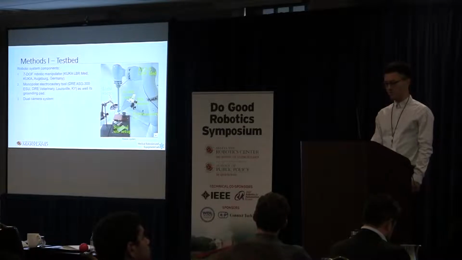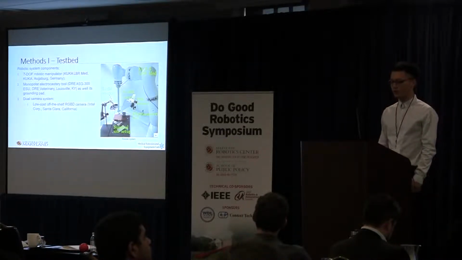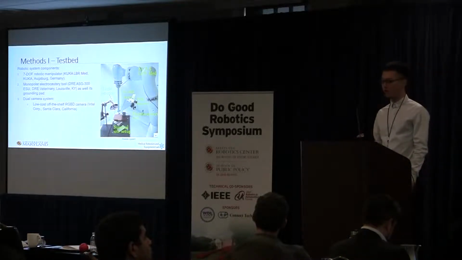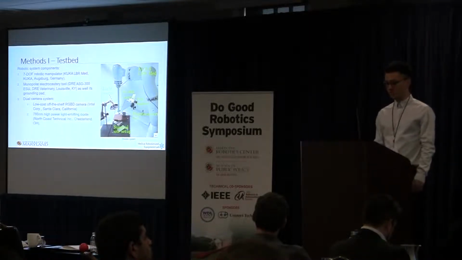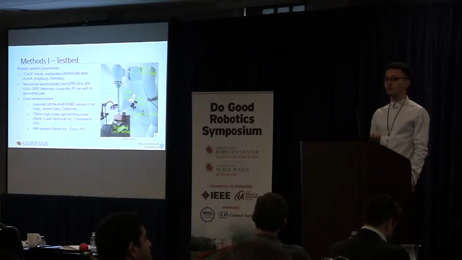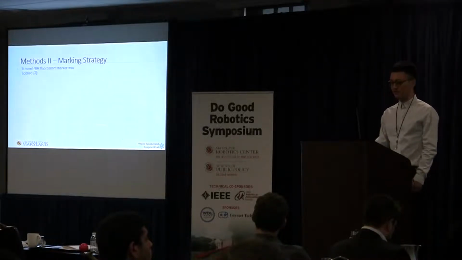And the third component is a dual camera system. We have an RGBD camera to capture the point cloud surfaces of the target tissue. Besides that, we have an external near-infrared light source and a near-infrared camera to excite and capture the near-infrared signals respectively. I'll explain why we need them in the next slide.